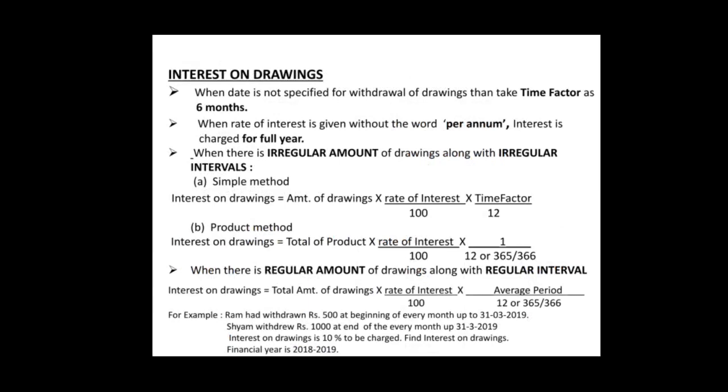Ram had withdrawn 500 at the beginning of every month up to 31st March 2019. Shyam has withdrawn 1000 at the end of every month up to 31st March 2019. Interest on drawings is to be charged at 10%. Find interest on drawings for the financial year 2018-19. In this particular case, Ram has withdrawn 500 rupees for every month, right? So 500 into 12, for 12 months he has withdrawn 500 into 12, that is 6000. So first we will sort out Ram.